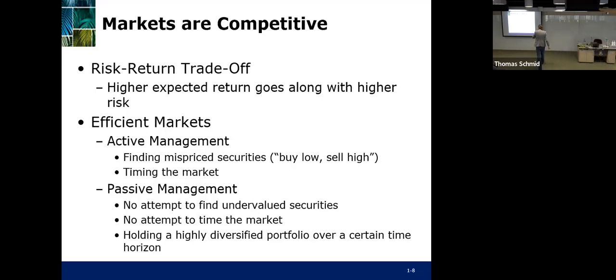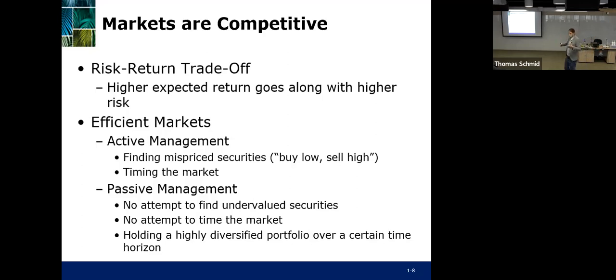The second way of doing active management is market timing. So instead of finding securities, you could also just buy all the securities, but you are not holding them all the time. So if you think that the market is going down, you sell the securities and hold cash. If you think the market is going up, you convert the cash again into securities. So you try to time the market.